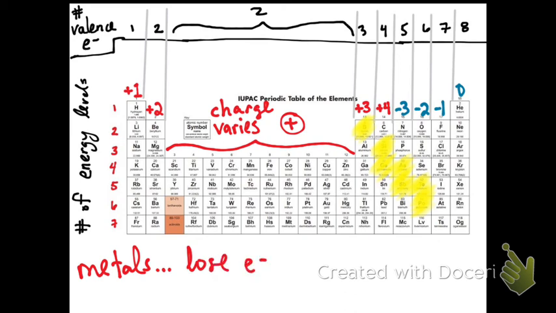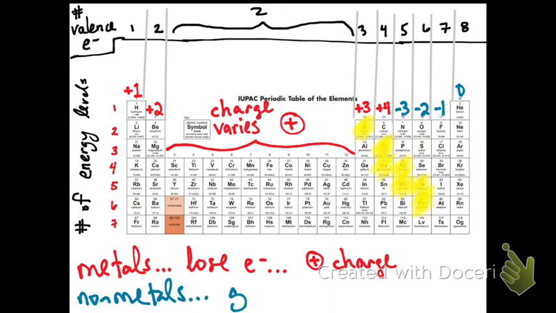And when they lose electrons, they get a positive charge. The nonmetals over there on the right-hand side of the periodic table, they tended to gain electrons. They stole those electrons from the metals, and that gives them a negative charge. And they changed their ending to IDE when that happened.